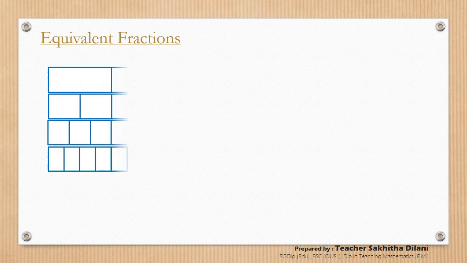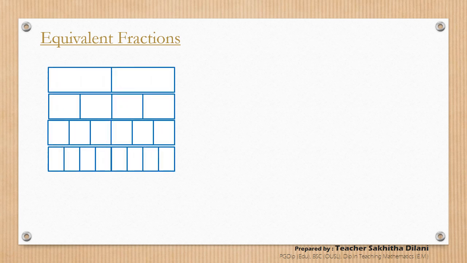Now you can see 4 figures here. In the first one, 1 part is colored out of 2 equal parts. It can be written as the fraction 1/2. In the second one, the diagram is divided into 4 equal parts and 2 parts are colored. The fraction colored is 2/4.